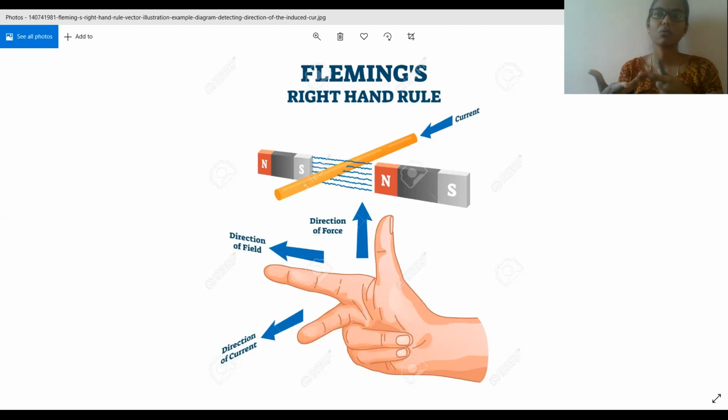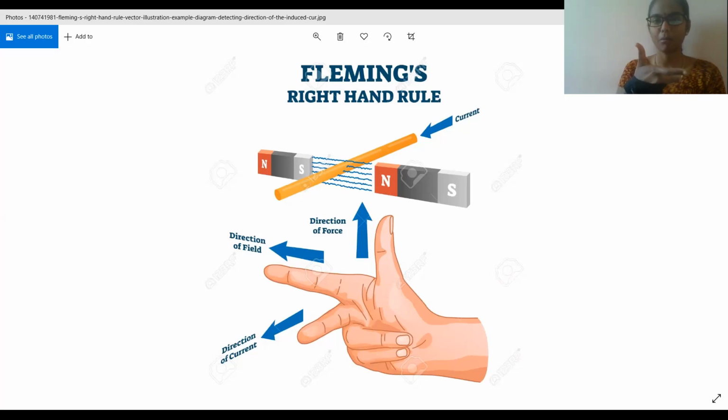The direction of the induced current is given by the right hand rule. When the motion of the conductor and the direction of the field are perpendicular to each other, the current will also be perpendicular, and the maximum current will be produced. That is given by Fleming's right hand rule.